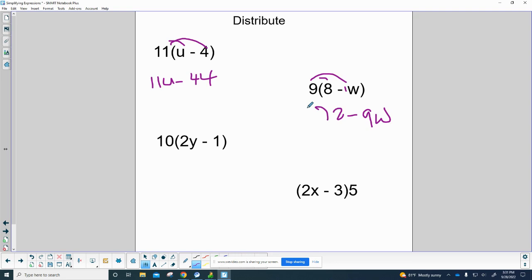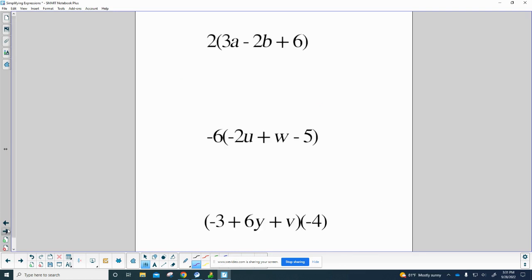You just multiply the number on the outside of the parenthesis by the number on the inside, even if the number happens to be on the back side, like this last one here. So 5 times 2x would be 10x. And 5 times minus 3 is minus 15. Multiply those three together, and you got that one.